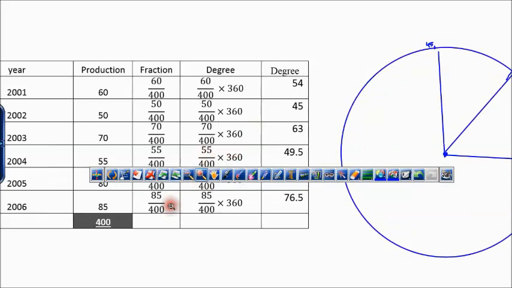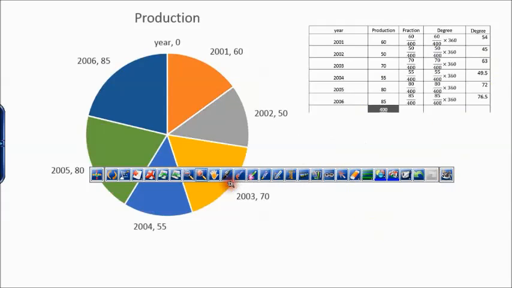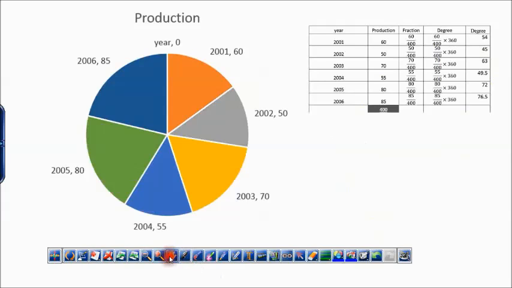So this is how you draw the pie chart, and this is how it will look. See how beautiful and neat it is. You have to finish the entire pie chart and then compare approximately the size of each. You have to write the year, you have to write the production, and write the angle in the center of the circle.